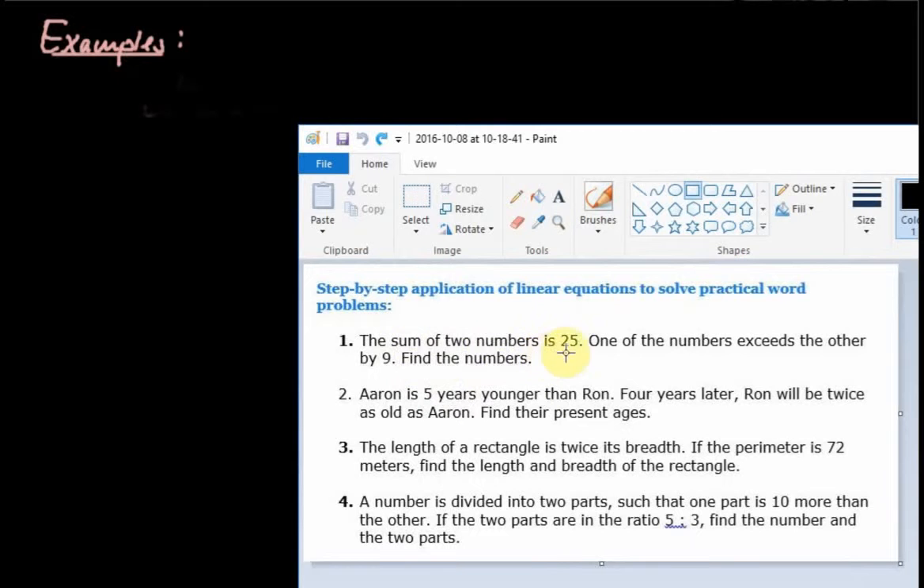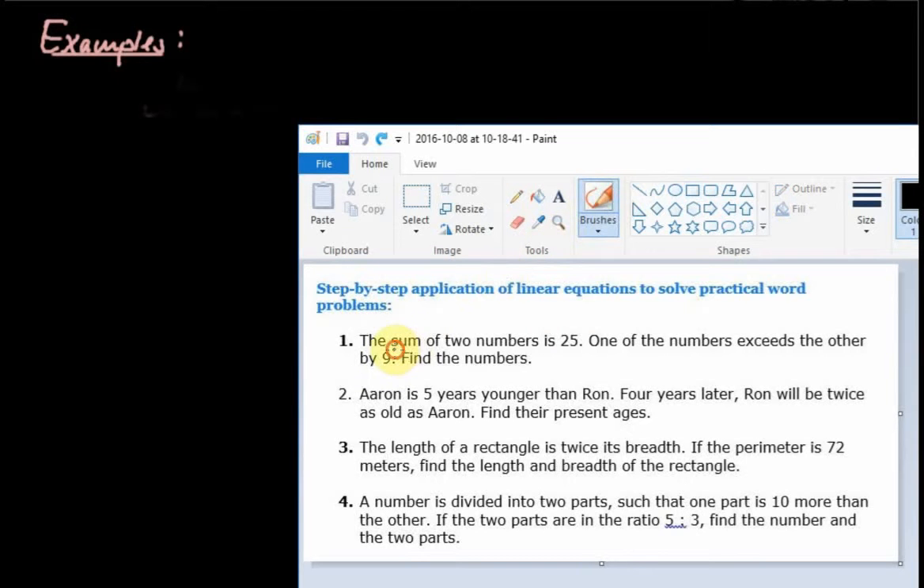The sum of 2 numbers is 25. One of the numbers exceeds the other by 9. Find the numbers. Okay, so have a look here.